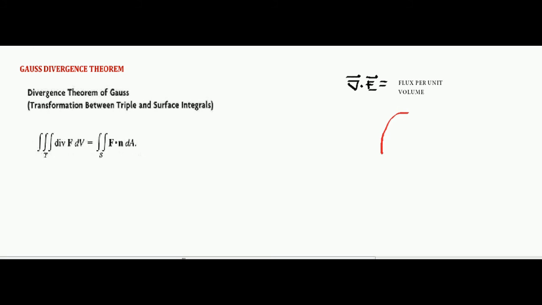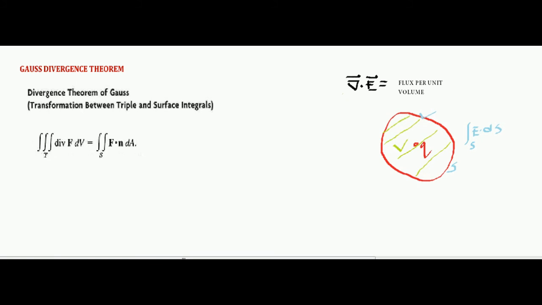So take any surface that encloses a charge q, then the total flux is represented by the integration of E dot ds. This is a surface integral, and this surface integral is taken all over this surface S. This surface S encloses a volume. I'm shading in green. This is the volume enclosed by this surface S.